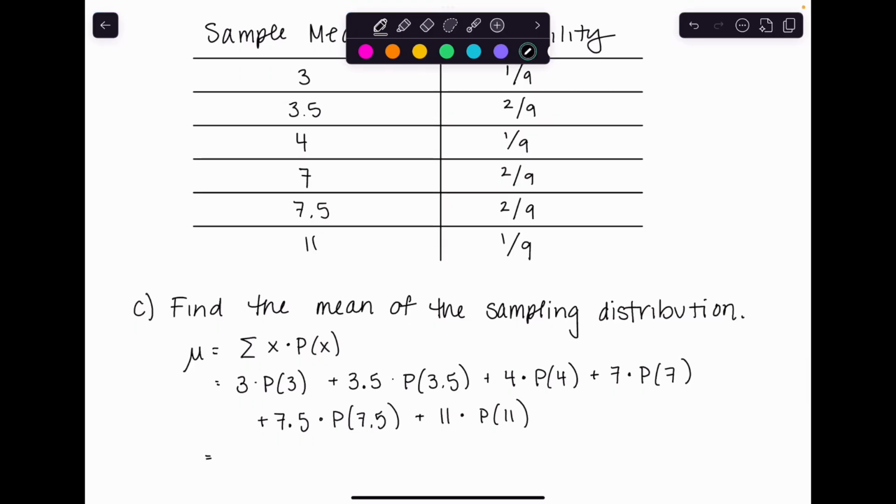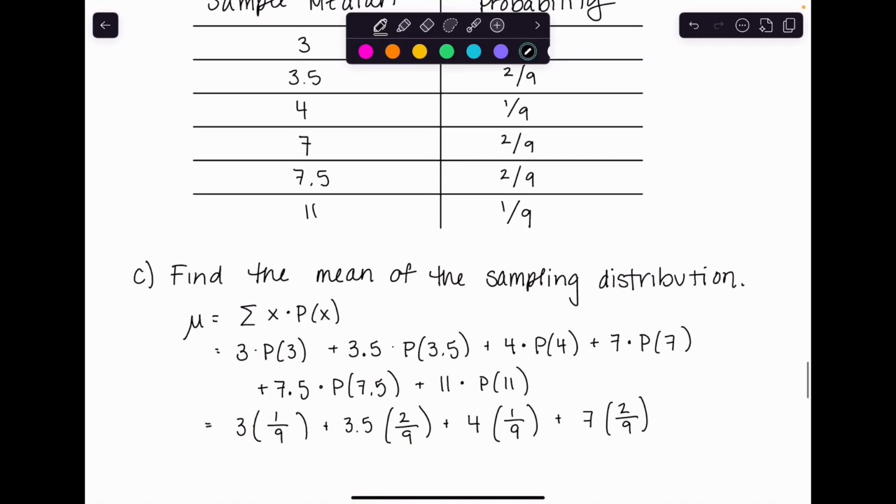So filling in those probabilities, the probability of 3 is 1/9. Probability of 3.5 is 2/9. Probability of 4 is 1/9. Probability of 7 is 2/9. Probability of 7.5 is also 2/9. And finally, the probability of 11 is 1/9.